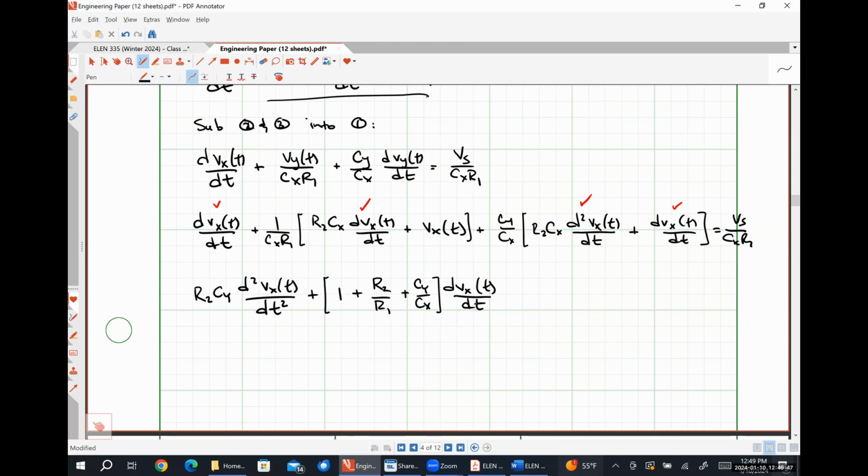And then I have my just Vx by itself terms, of which there is 1. So plus 1 over CX R1 times Vx is equal to Vs over Cx R1.